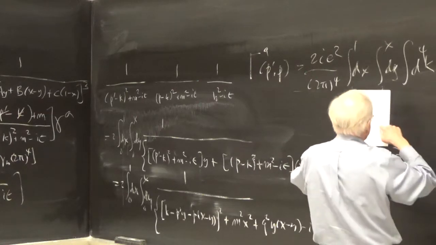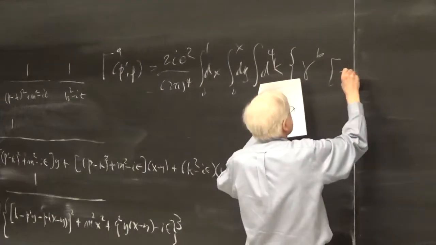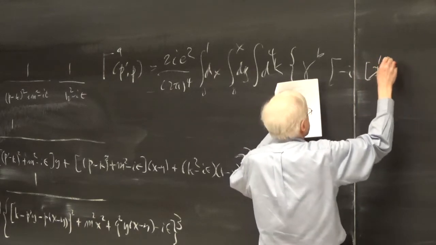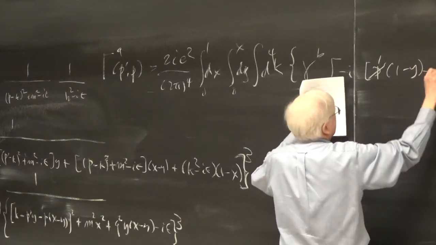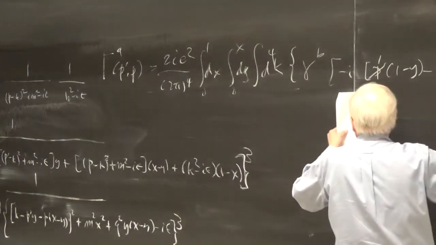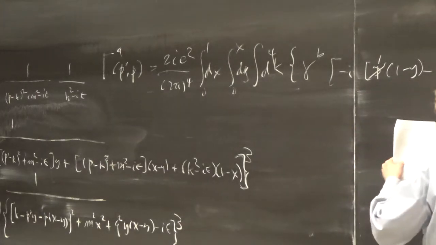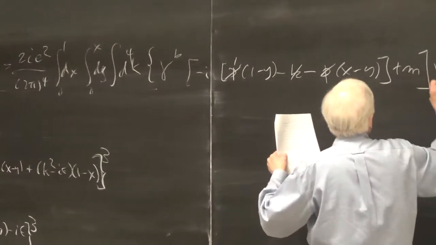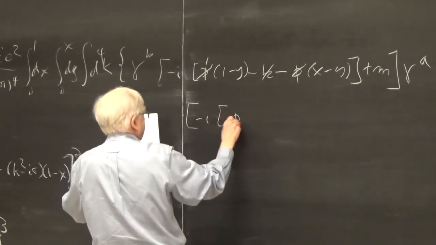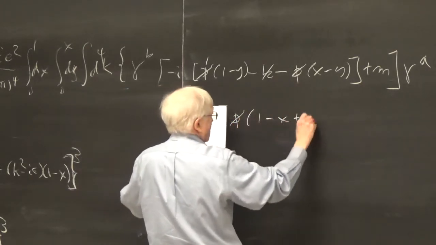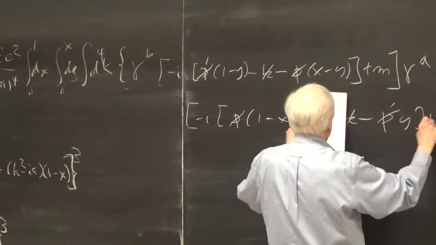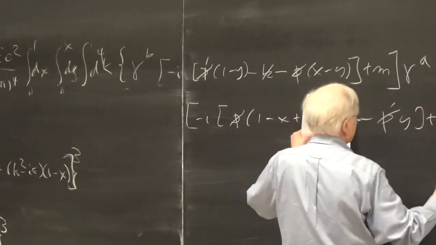I'm just wondering if I have these parentheses right. Let's hope so. Anyway, minus i times p prime slash 1 minus y minus k slash minus p slash times x minus y plus m, and now a bigger bracket, and we have a gamma a, and then another big bracket, minus i, p slash 1 minus x plus y, minus k slash minus p prime slash y plus m, gamma b. No, it's a lower b.